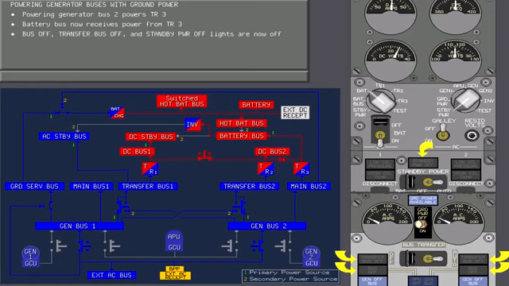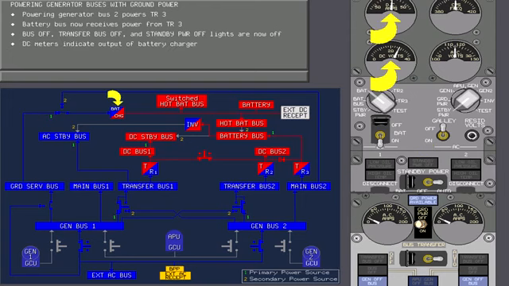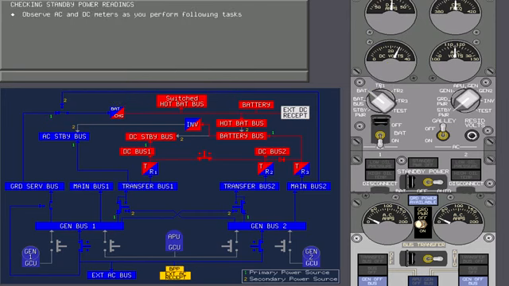The bus off, transfer bus off, and standby power off lights go off because their associated AC buses are now powered. The DC meters are indicating the output of the battery charger, which is now powered. Observe the AC and DC meters as you perform the following task. The AC meter selector is already positioned to standby power. Do the same for the DC meter selector. Touch the DC meter selector.